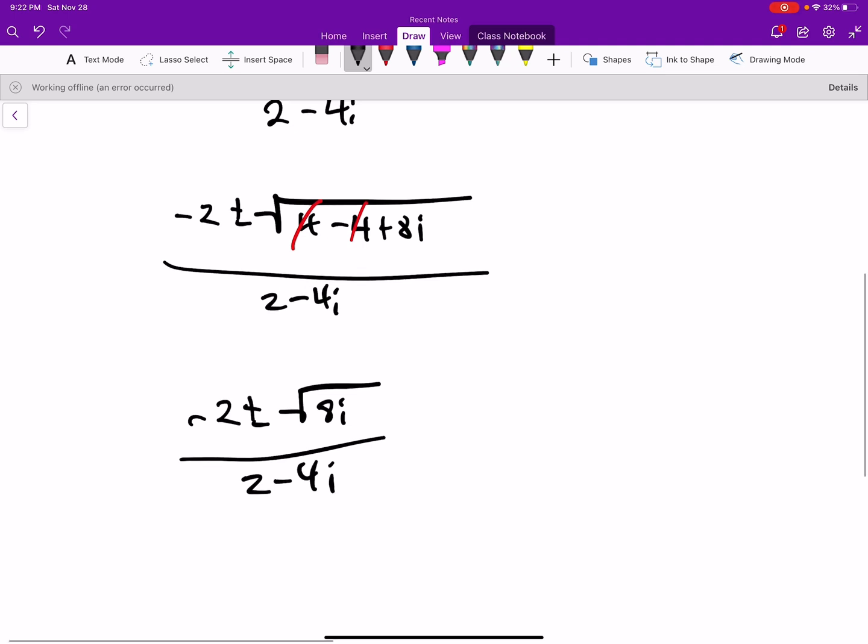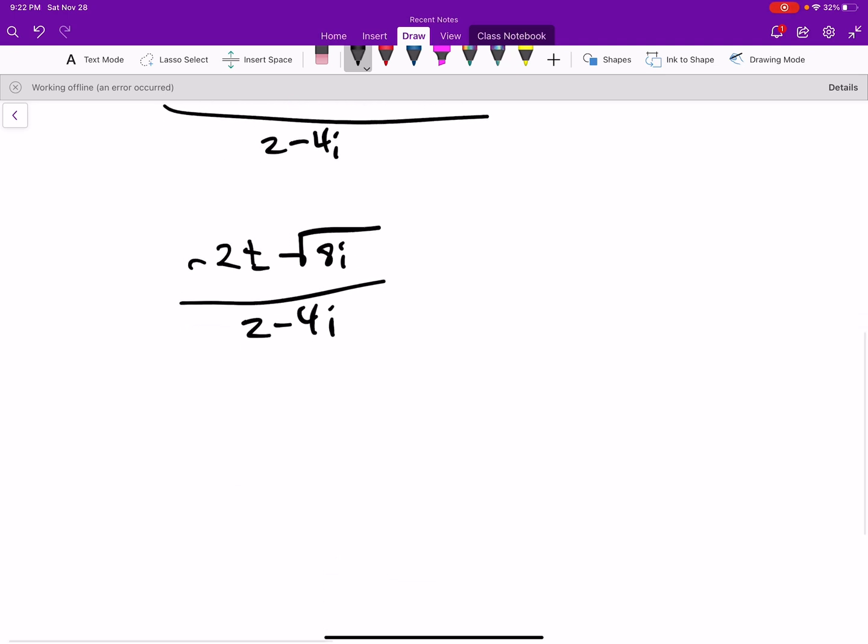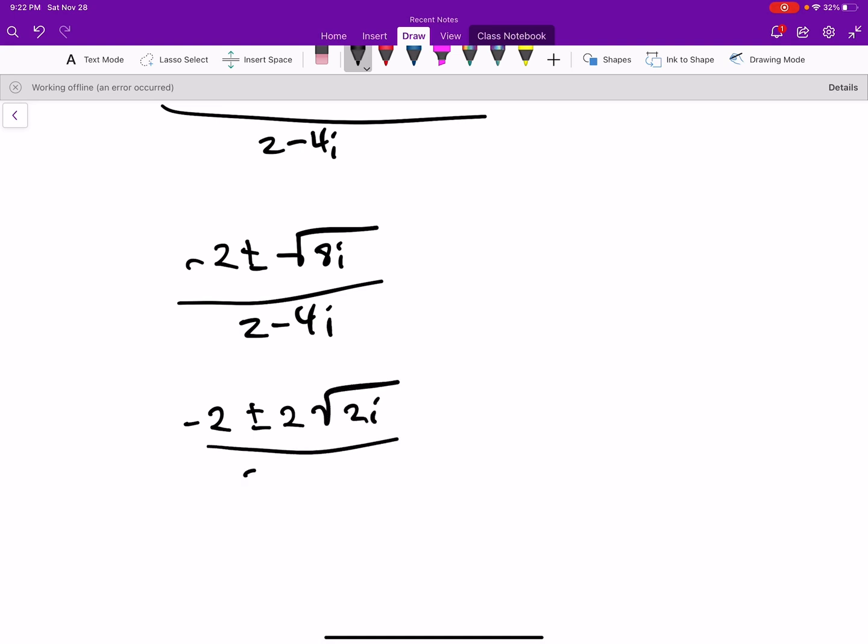I notice that I can simplify that 8i even further, so I'm just going to go for that. 2 plus or minus 2. So that represents a 4 in the middle, but a 2 on the outside, 2i. And notice I can divide by something, which is 2 now. So I'm going to divide everything by 2. So we get 1 plus or minus the root of 2i all over 1 minus 2i.